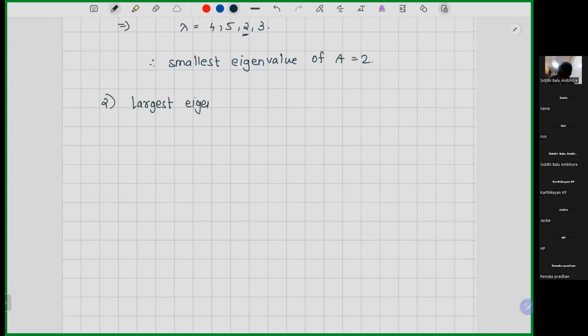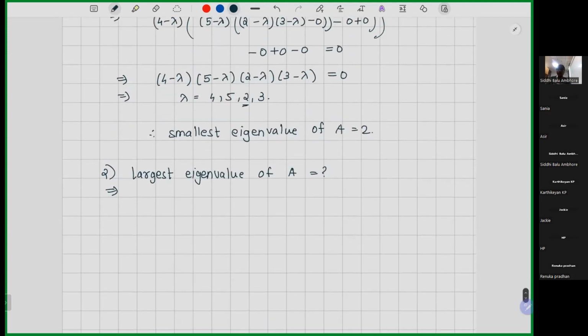Now the second is the largest eigenvalue of A, and it is 5. Okay, we have 2, 3, 4, 5. 5 is the largest one, so 5 is the largest eigenvalue by the above calculations.